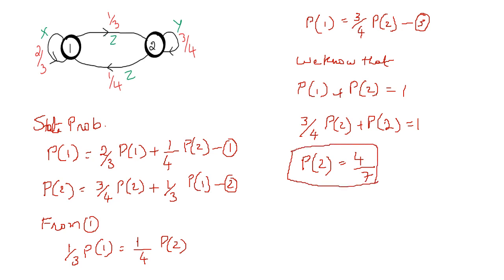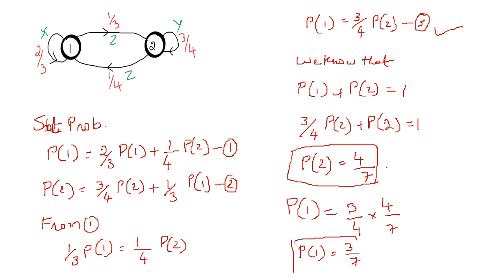Next, once we substitute this in equation 3, we get 3 by 4 into P of 2, which is 4 by 7. So once we substitute, we get P of 1 equal to 3 by 7. So we have got the state probabilities now.